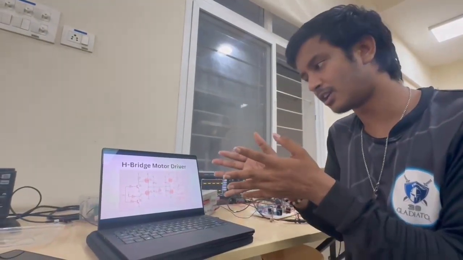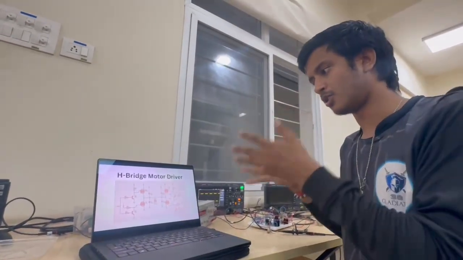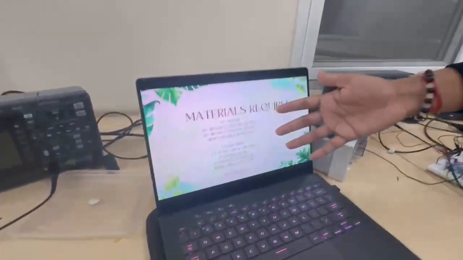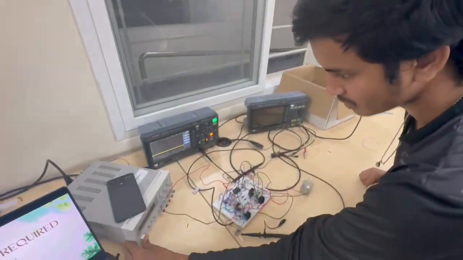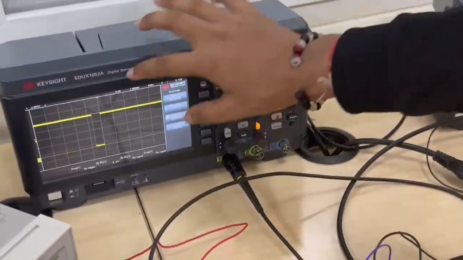Now we are going to show the hardware part of the project we have done. These were the materials required for the circuit, the basic materials. Some were changed later on. Let's come to the hardware part. Let me switch on the power supply for this. So this was the input.